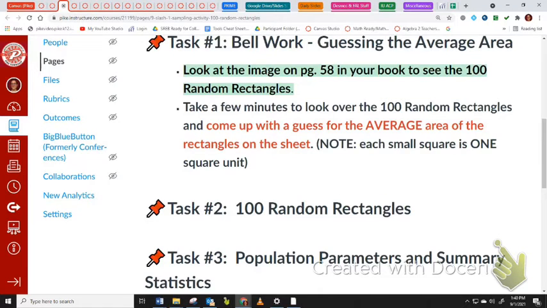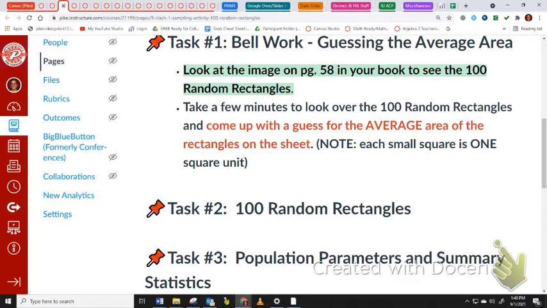Page 58. You should see a whole bunch of rectangles there. You guys see them? Yep. If I were to ask you to find the area of rectangle number 7, what would you say the area of rectangle number 7 is? 12, because each one of those little squares is 1 unit. So far, so good?